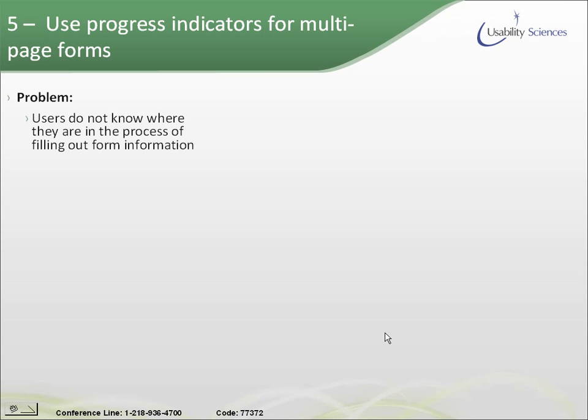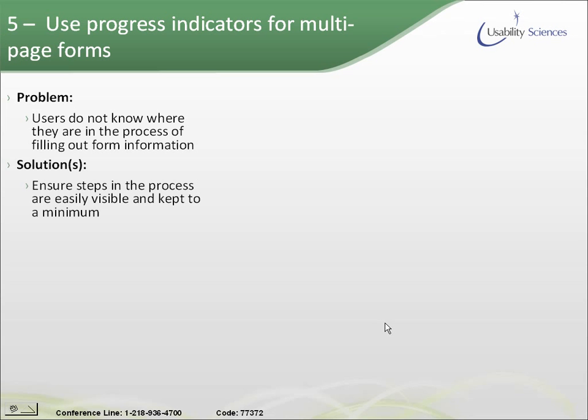Progress indicators. If these are missing, especially from multi-page forms, people don't know where they are in the process of filling out the required information. Easy solution is just to make sure that users are kept up to date with how many steps are in the process. Make sure it's easily visible on the page. And if your business model will allow, keep the steps of a multi-page form to a minimum.